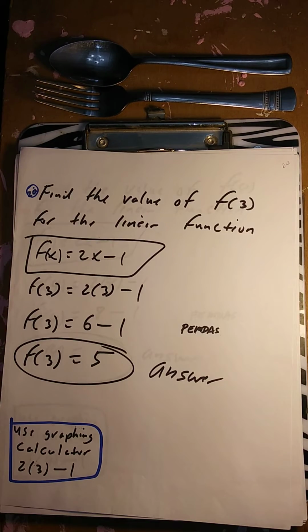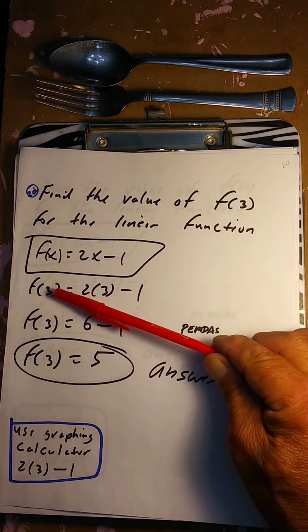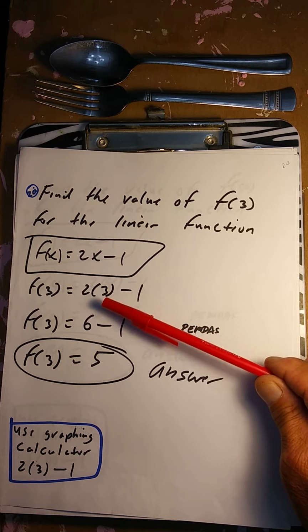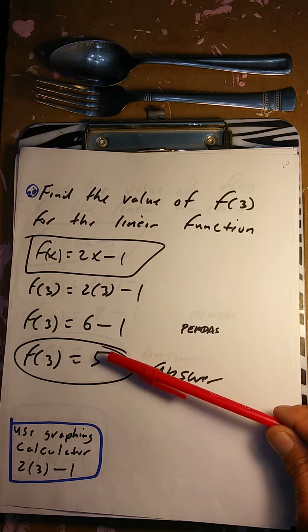Alright. Find the value of f of 3 for the linear function f of x equals 2x minus 1. 3 there for the x. 2 times 3. Multiply first. It's going to be 6 minus 1 is a 5.